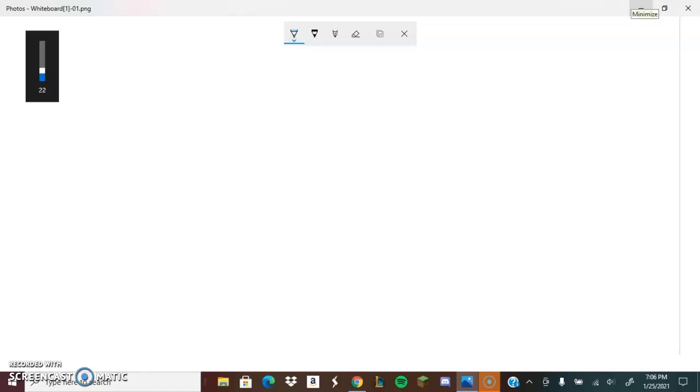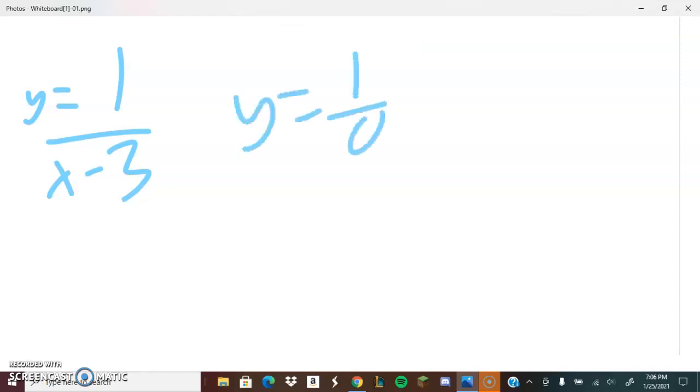Hello, so today my student and I went over asymptotes of a graph. For example, if we have the equation y equals 1 over x minus 3, our asymptote would be at the x value where we would have no output, where in this instance y equals 1 over 0.